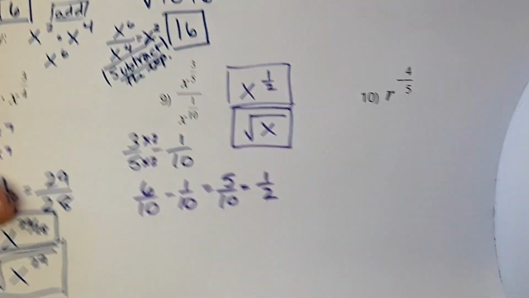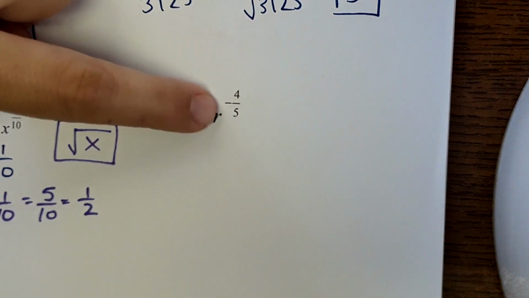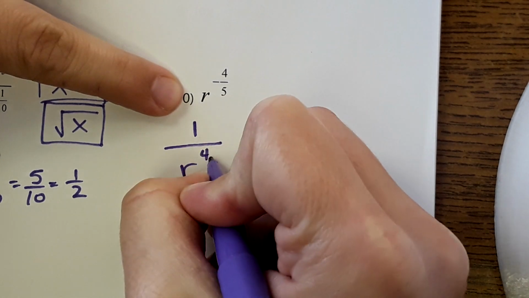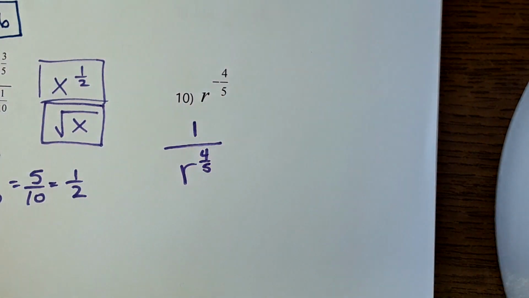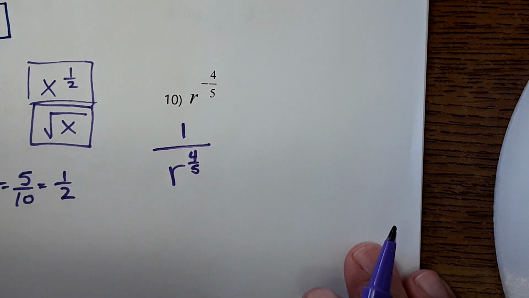Number 10. 10 is weird. It has a negative exponent, so right away I'm doing 1 over r to the 4/5 power to get a positive exponent. Then what they want us to do is to get rid of that rational exponent out of the denominator.